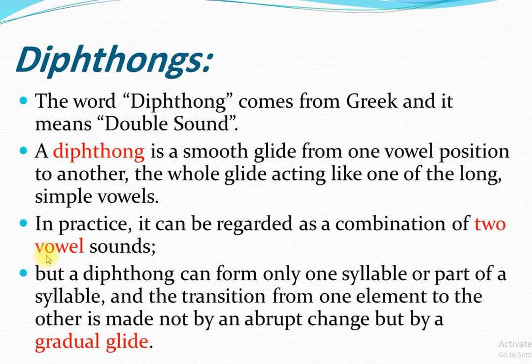What does a diphthong consist of? It contains two vowel sounds, two single vowels, appearing one after another. For ease of pronunciation we have diphthongs; the two vowel sounds merge so that pronunciation becomes easy. But a diphthong can form only one syllable or part of a syllable, and the transition from one element to the other is made not by an abrupt change but by a gradual glide.